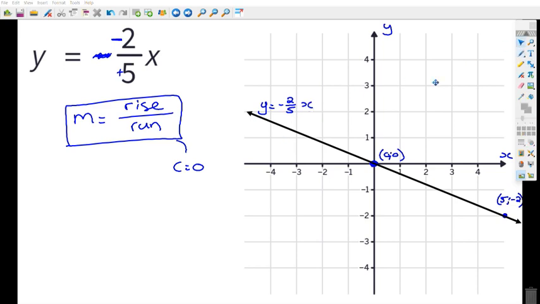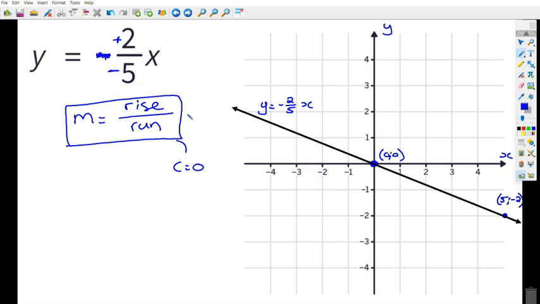Now you might be asking, sir, what if I chose to make the 5 negative? That's perfectly fine. Let's say you chose to make the 5 negative and the 2 positive. Now it just means that my rise is going to be positive and my run is going to be negative. You'll still get exactly the same thing. Your point will just be different.